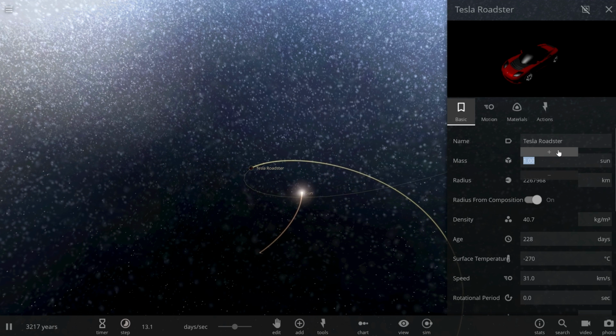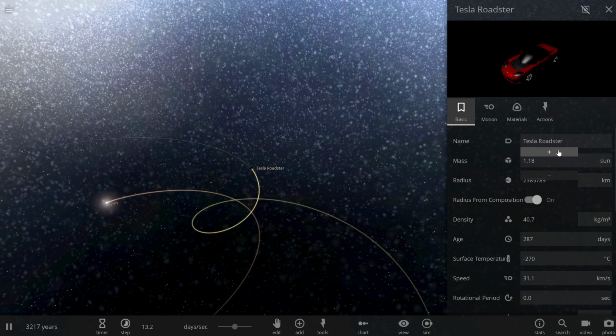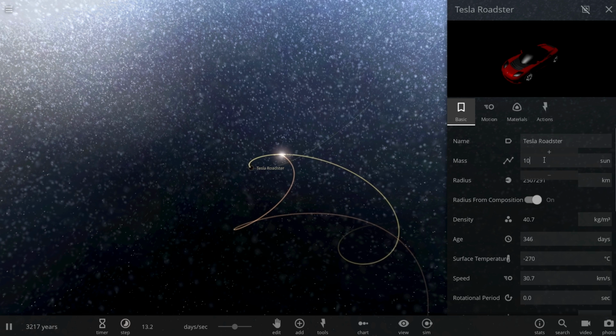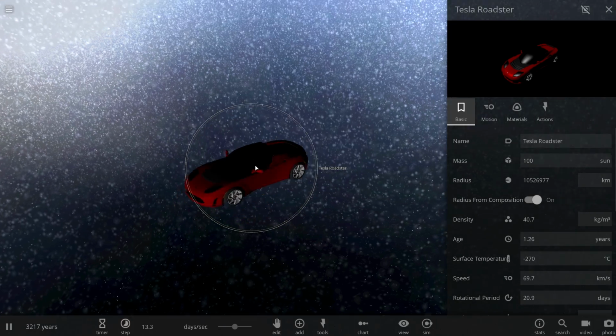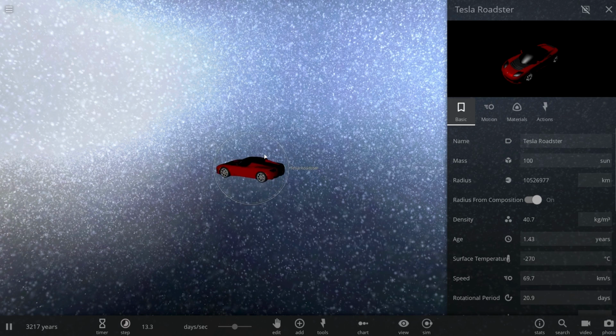So right now the sun is actually in orbit around Tesla Roadster, but as things progress, it's going to acquire more and more mass of the sun and basically swallow the whole galaxy. Let's do this as 100 masses of the sun. And look at that, our spinning 100 mass sun Tesla Roadster is now going to be flying through the galaxy.